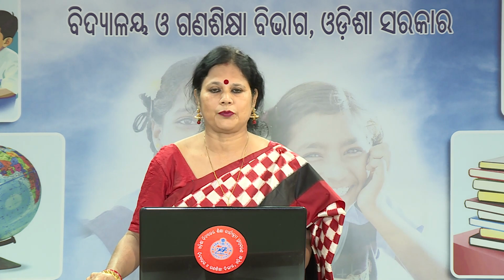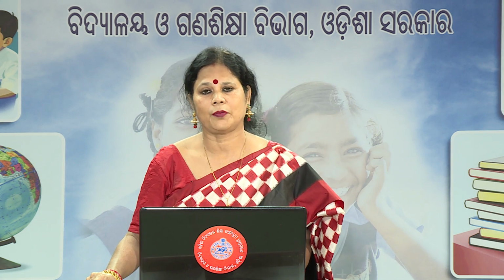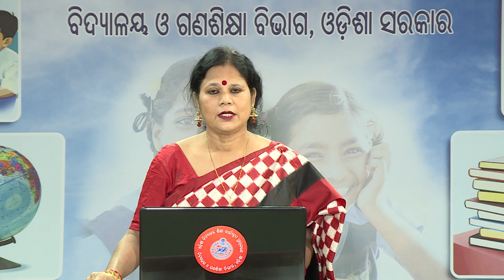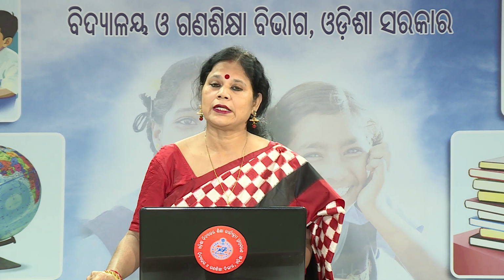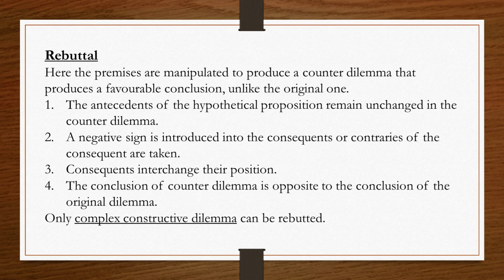The antecedents will remain as they are. We will not change the antecedent. Then we will introduce a negative sign into the consequent. We will put a negative sign, a not, in the consequent. Or else we can take the contraries of the consequent. Okay. So we introduce a negative sign into the consequent or we take the contraries of the consequent.